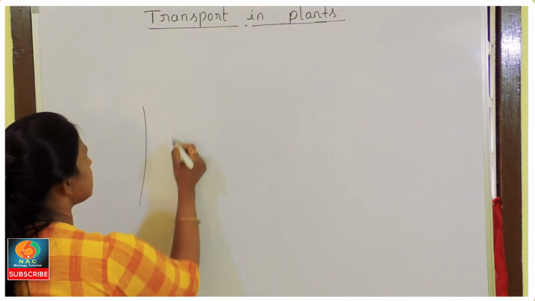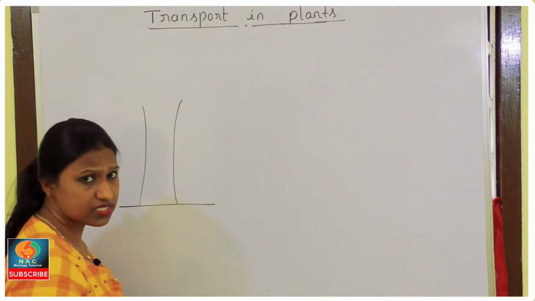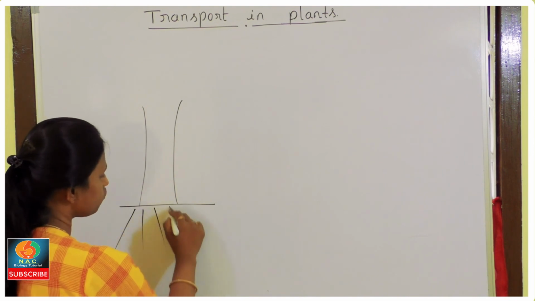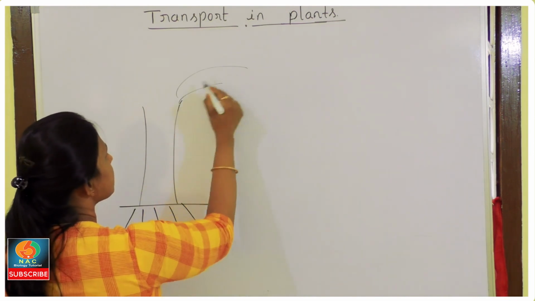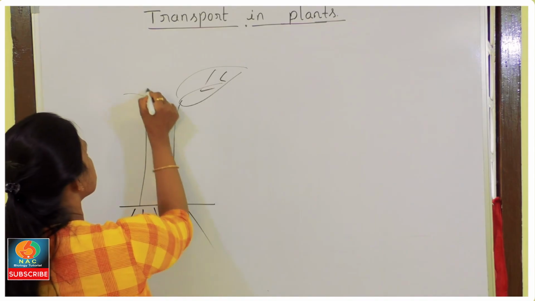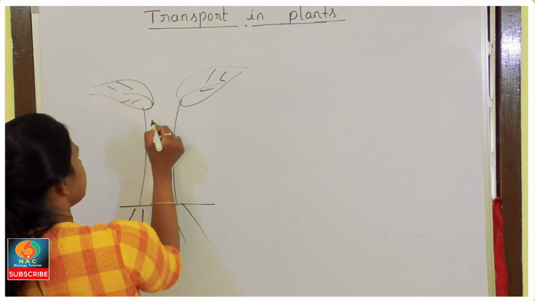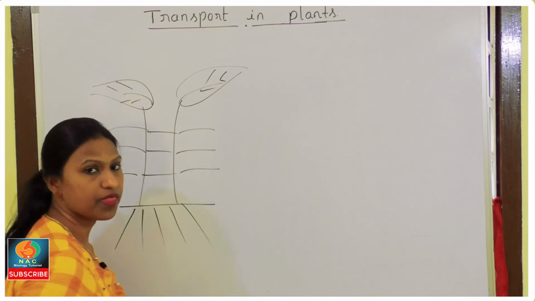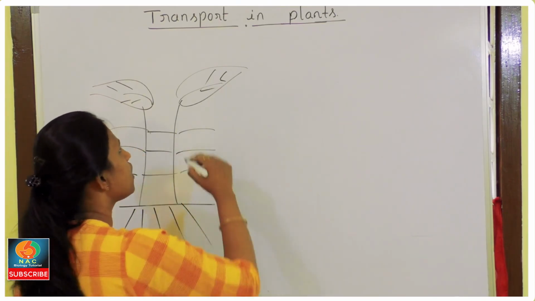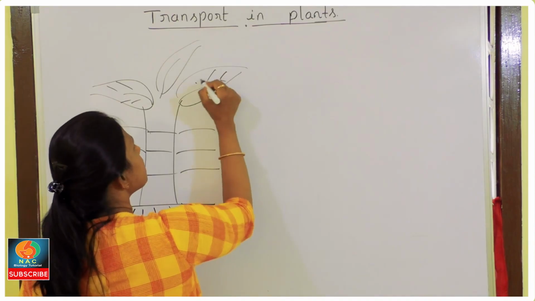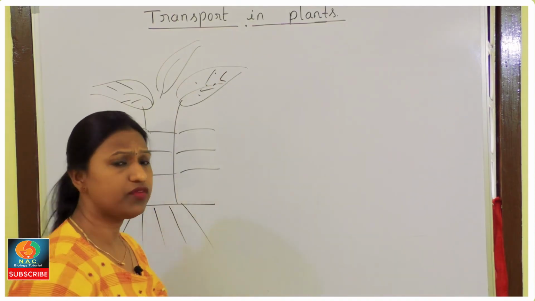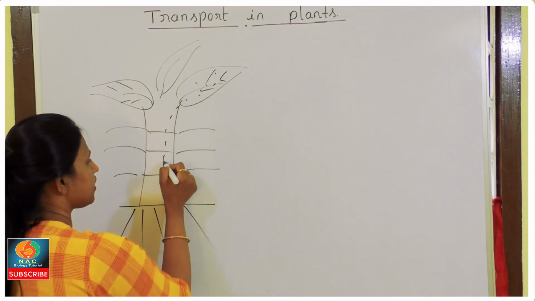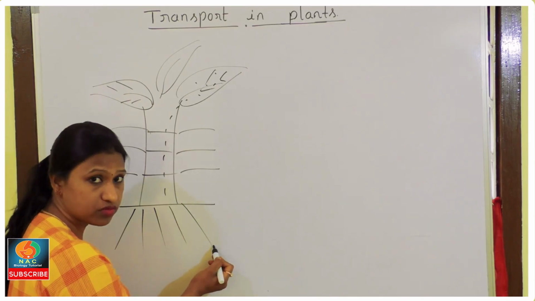So if you consider a plant, obviously this is the stem part and these are the roots and these are the leaves, right? So we have understood the structure of a plant, everything we know it. So these are the branches. Now the question is, the food is going to form here in the leaf itself. How is it going to be transmitted or transported up to the root?